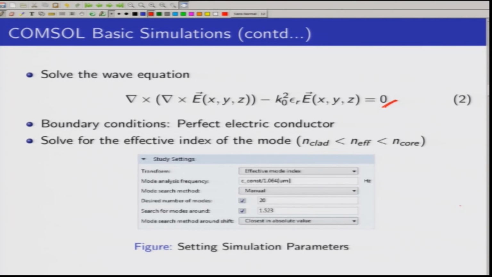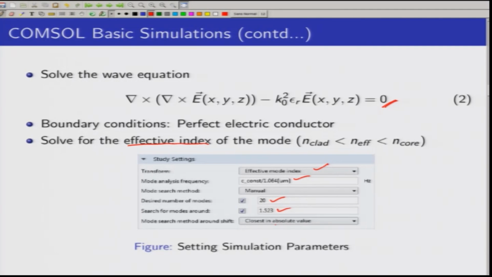But the question is, what are we going to solve for? We are going to solve for modes, but what is the property of the mode that we are going to solve for? It is the effective index of the mode. In the screenshot given here, we are setting the simulation parameters in COMSOL. We are asking COMSOL to calculate the effective mode index at an operating wavelength of 1.064 micrometer, and then we give a manual mode search where we ask COMSOL to search for around 20 modes around the value 1.523. This value of 1.523 is approximately equal to the refractive index of the core.